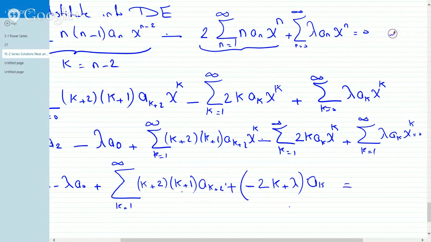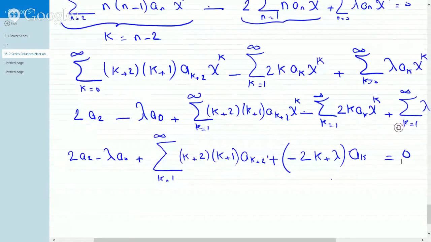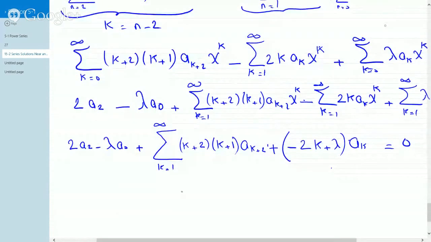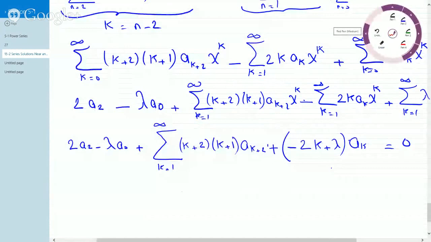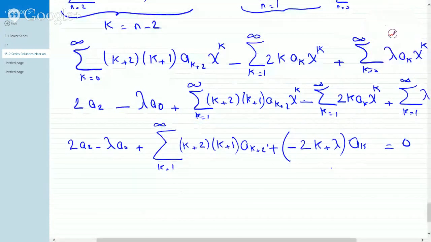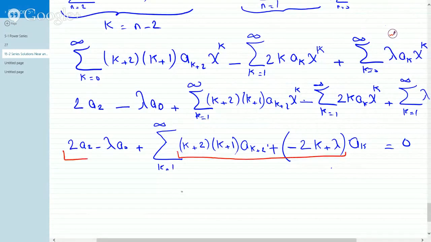And that's equal to 0. And now I'm at a point where I could set the coefficients equal to 0. So now we can say, okay, this here is equal to 0 because the whole series has to be 0, right? And this here can equal 0. So 2a2 minus lambda a0 equals 0. You follow?